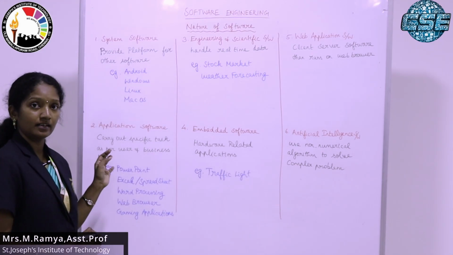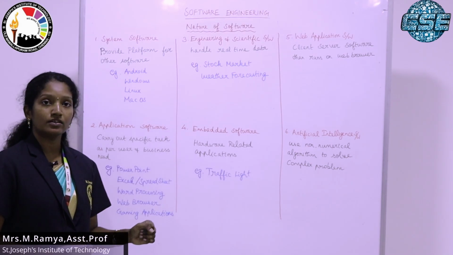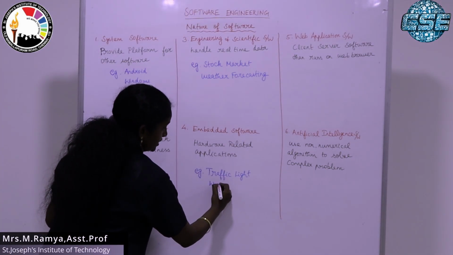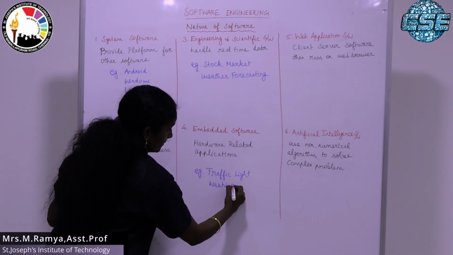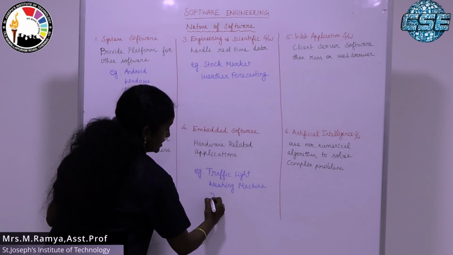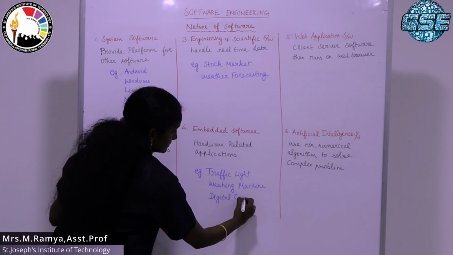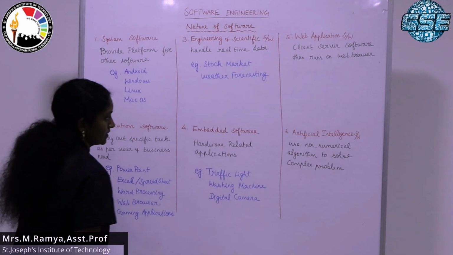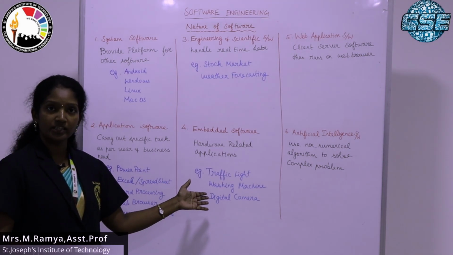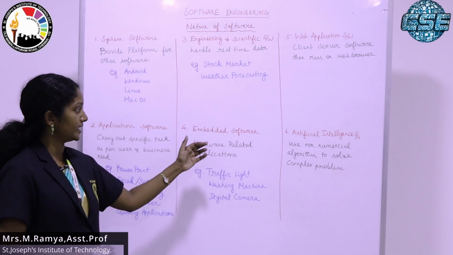And then the software that is used in washing machines or in digital cameras. Those softwares are called embedded software. The next example is washing machine, digital camera, traffic light. The software used in traffic lights, washing machines, and digital cameras are all examples of embedded software.